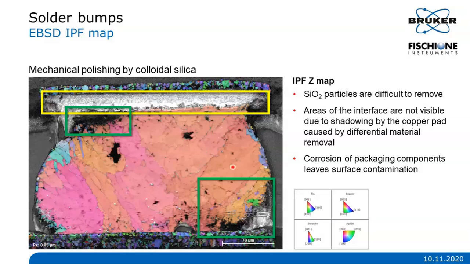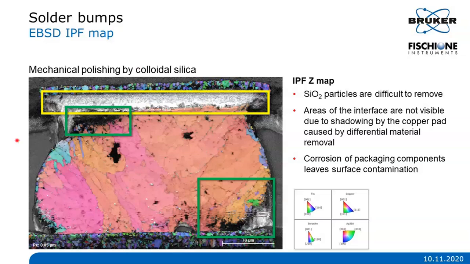And also, these liquids can react with surrounding package components, and the corrosion product can contaminate the surface, as you can see here and over here. So the results of the mechanical polishing will be a disaster, like shown here. So what is the best way to prepare a solder bump cross-section?